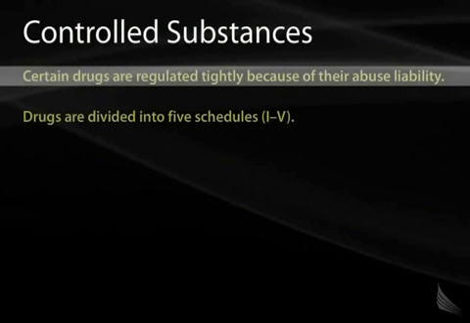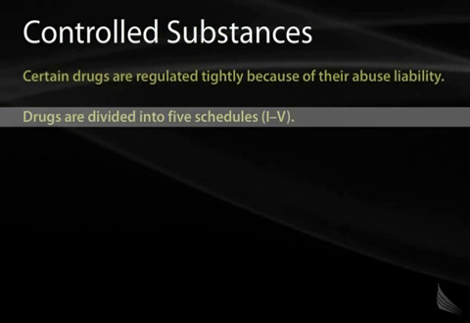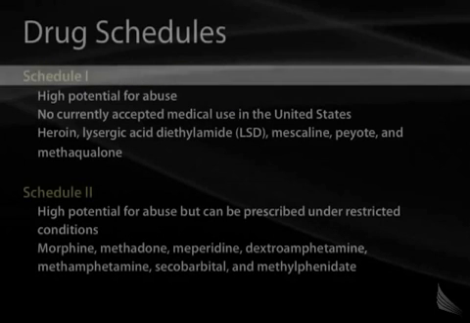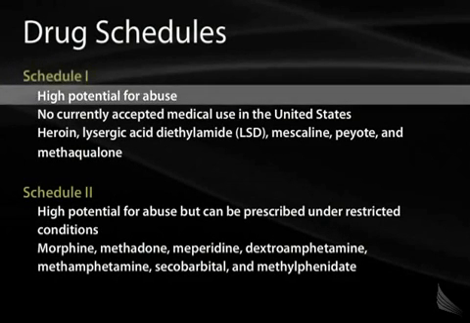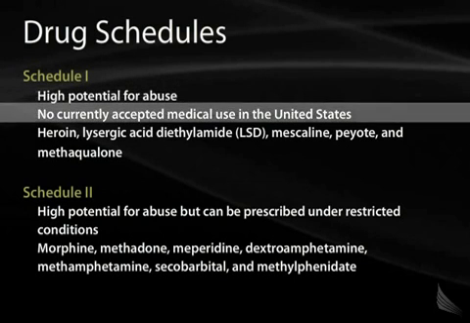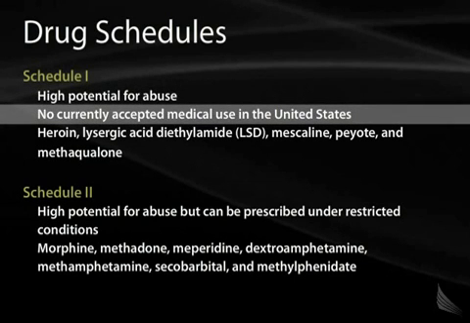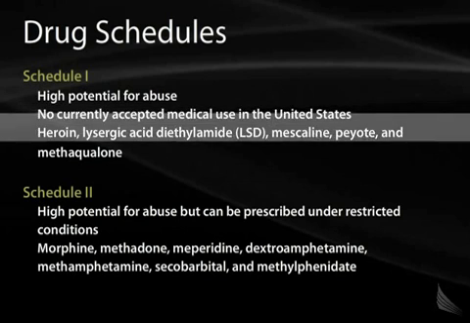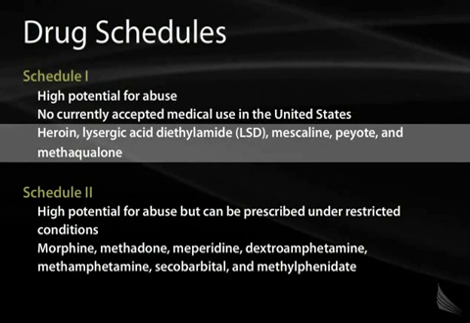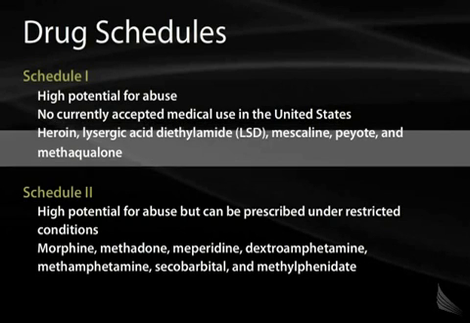Some medications, because of their abuse potential, are regulated highly, and they're divided into 5 schedules, Schedule 1 through Schedule 5. Schedule 1 medications have a very high potential for abuse. These are medications that do not have accepted medical use in the United States. And they include medications such as heroin, LSD, mescaline, peyote, and methaqualone. Many of these medications at one point used to be legal. However, they have been shown to be very dangerous.